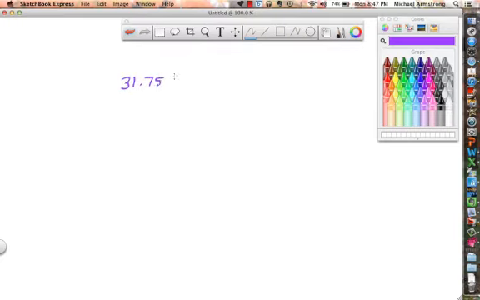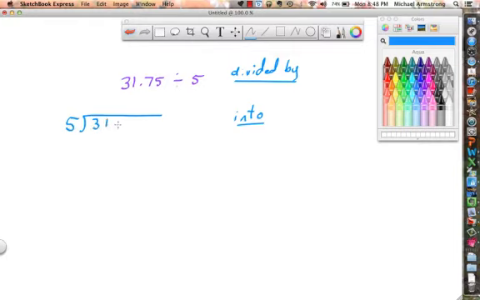31 and 75/100ths divided by 5. Okay, again, that means it's 5 into, this is divided by, and this is into. I keep saying it because I keep running into kids that don't know it, and it's really important to understand how this works: how the 31.75 divided by 5 is, how many times does 5 go into 31 and 75/100ths. Remember to put the decimal up on the line.